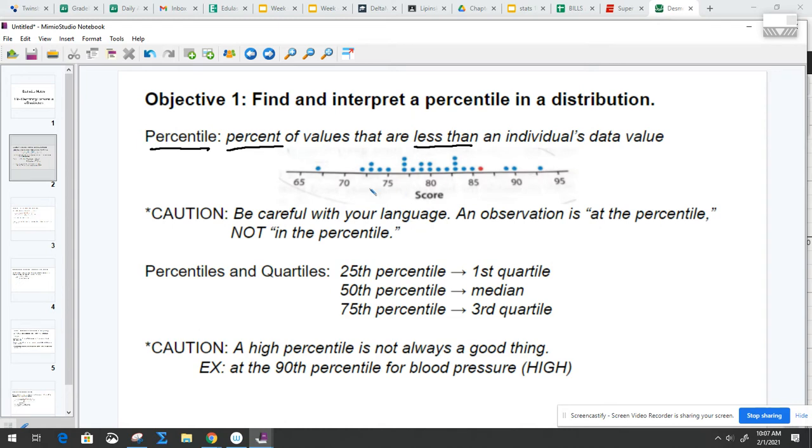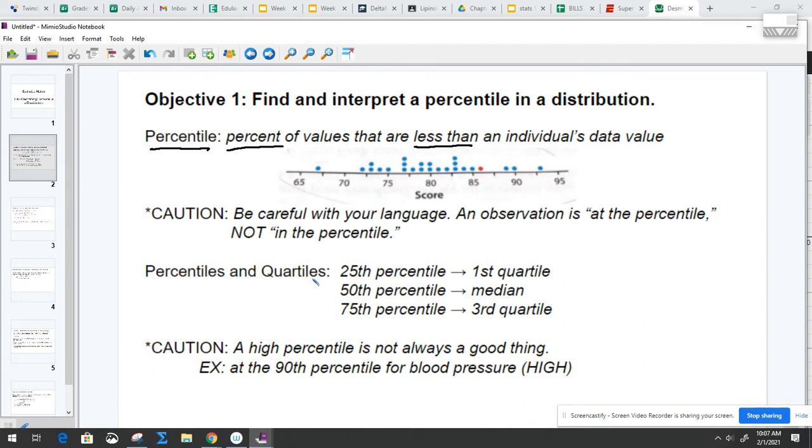So very important to notice here, and we're going to take a look at this problem specifically in a moment. But to look at all the data, you've got to make sure you're careful with your language when we're talking about percentile. It's at the percentile. It's not in the percentile. And I'll talk a little bit more about that as we do the examples. But notice when we talk about percentiles and quartiles, they're pretty much the same thing. Okay, the 25th percentile is the first quartile. The 50th percentile is the median. The 75th percentile is the third quartile.